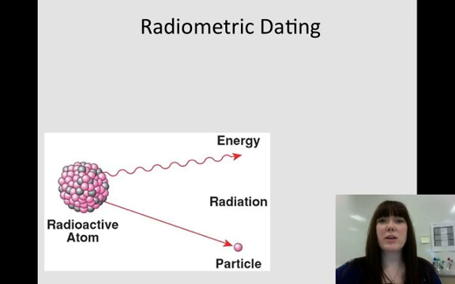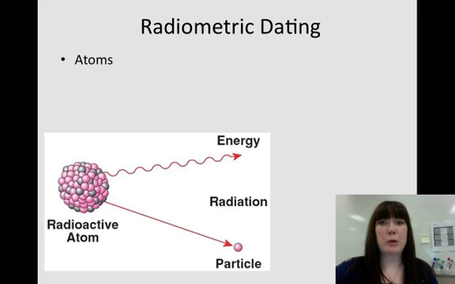Hi, today we're going to talk about radiometric dating. This is the way that geologists are able to find the absolute age of rocks. We've already talked about some of the different principles that geologists use to find the relative age of rocks, but today we're going to talk about absolute dating.